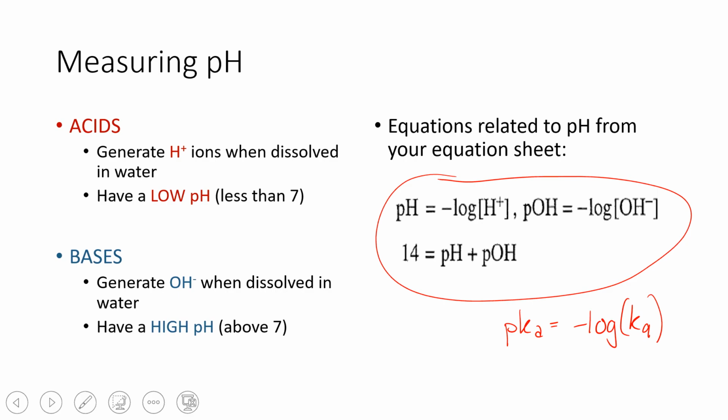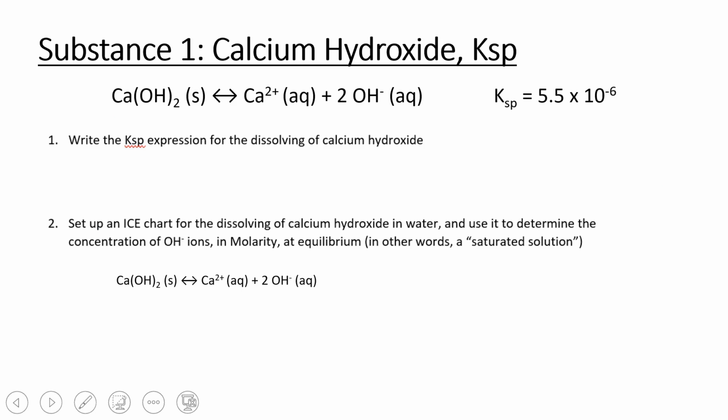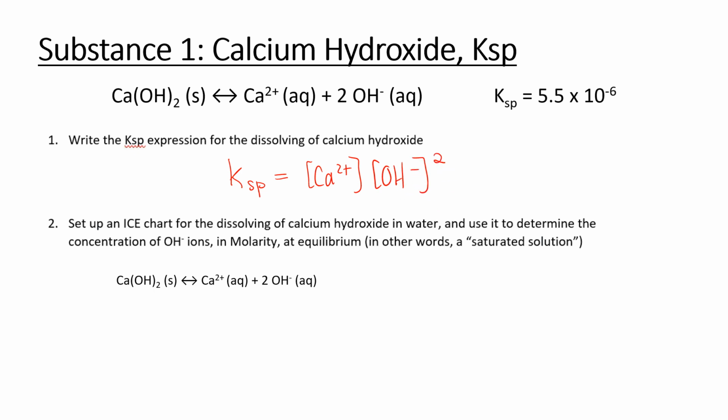Okay. So let's take a look at our first system. We've got calcium hydroxide, and we're going to make a saturated solution of calcium hydroxide and measure it. So this is our equilibrium reaction there. First thing we're going to do is write a Ksp expression for that. So Ksp is products over reactants, and then coefficients become exponents. So the 2 becomes an exponent, and we leave out solids and liquids. So we're going to leave this out of your K expression.